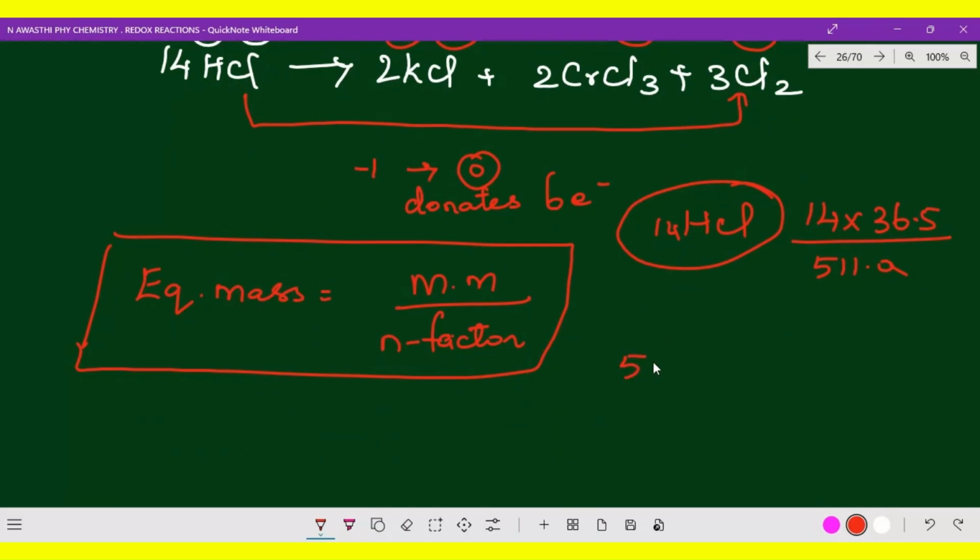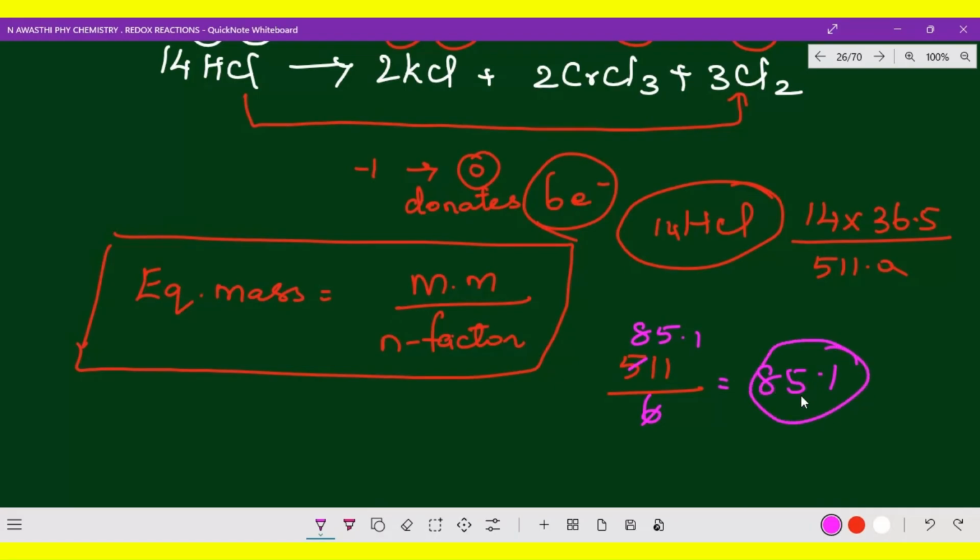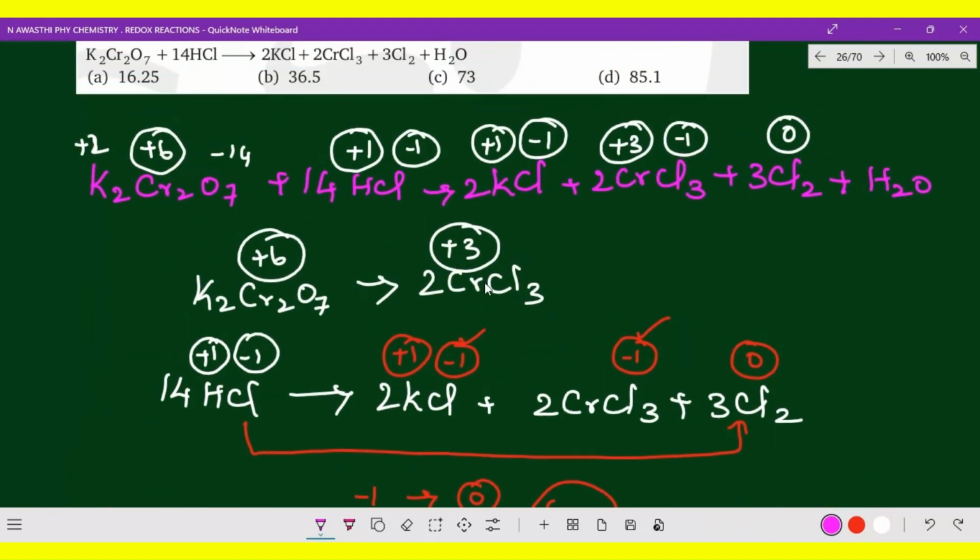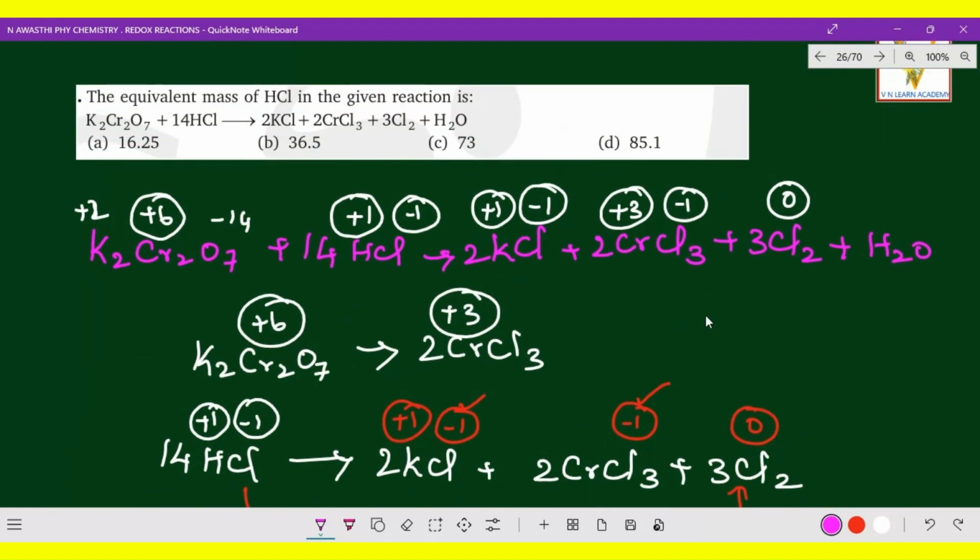So here 511 divided by n factor. How much did we get? Here 6 electrons, right? So 511 divided by 6. 6 eights are 48, then 6 fives are 30, remaining 1, and again 1 6 are 6. So 85.1 is the correct answer for equivalent mass, they are asking about equivalent mass. This is one way we are bringing the answer, so the answer is 85.1. Yes, answer D is 85.1.